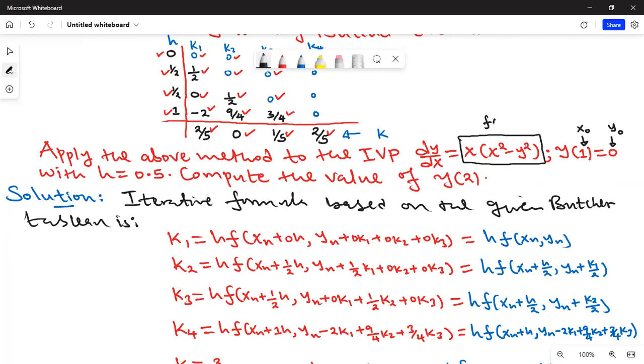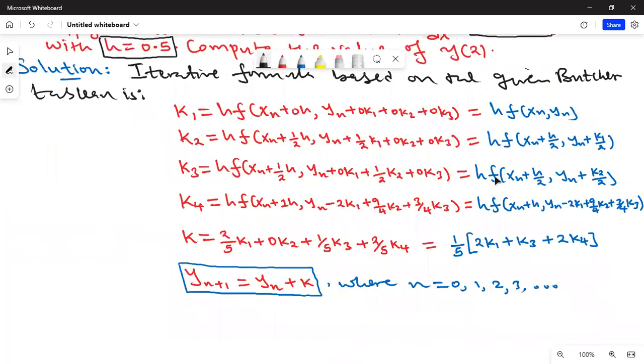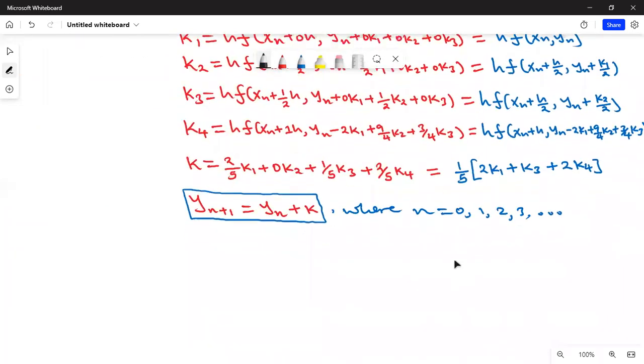So this is f of x, y. And we know the step size h is equal to 0.5. Now we need to find the value of y when x is 2. So let me summarize those here.